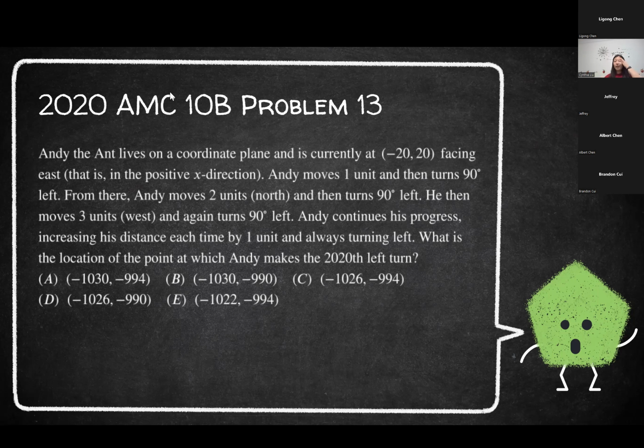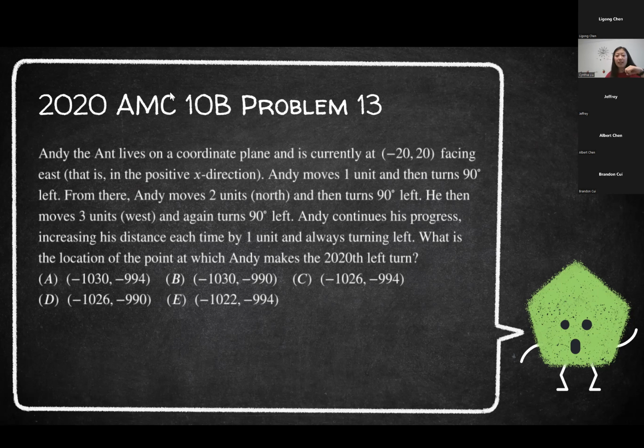Okay, I'll go ahead and go over this problem. It says Andy the ant lives on a coordinate plane and is currently at the point (-20, 20) facing east. So in this case, that is in the positive x direction. Andy then moves 1 unit and then turns 90 degrees left. From there, Andy moves 2 units, which is north, and then turns 90 degrees left again. He then moves 3 units west and again turns 90 degrees left. And then Andy just continues his progress, increasing his distance each time by 1 unit and always turning left. What is the location of the point at which Andy makes the 20th turn?